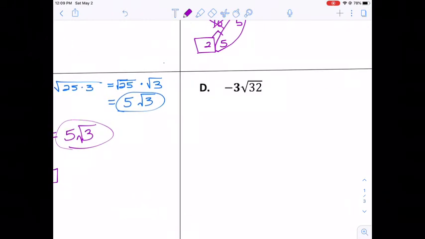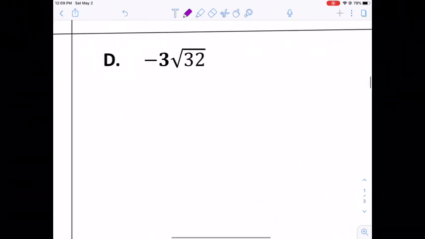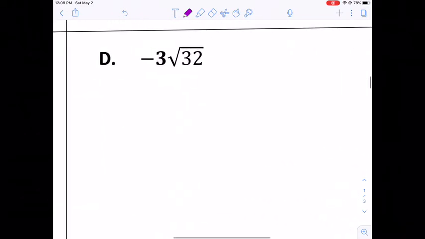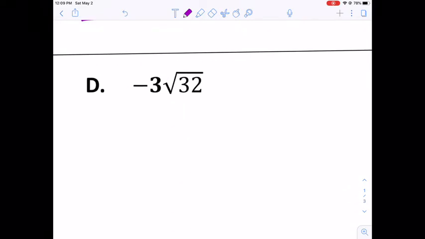In example D, I have negative 3 square root of 32. This one's a little bit different because I have a number outside of the radical, that negative 3. Don't worry about the negative 3, just keep bringing it down every time you do something. It has to stay with you. So the negative 3 stays outside.